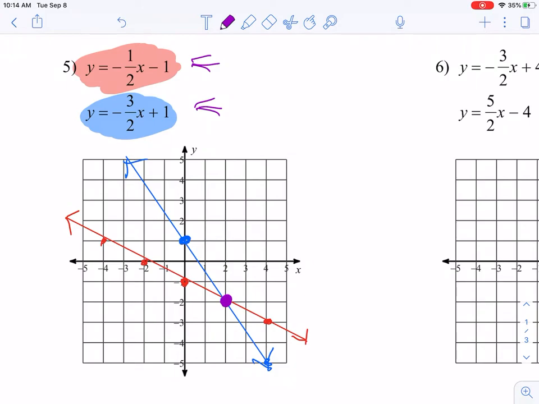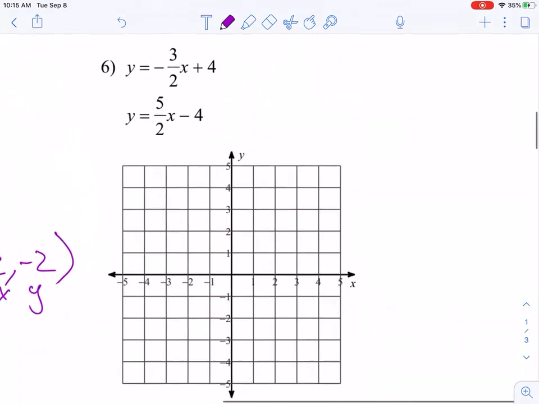And so our x value, so here's my point. So if I drew a line, my x value is 2, and my y value, if I take my point and draw a line through my point, is negative 2. So there's my x and my y. Okay, again with number 6.